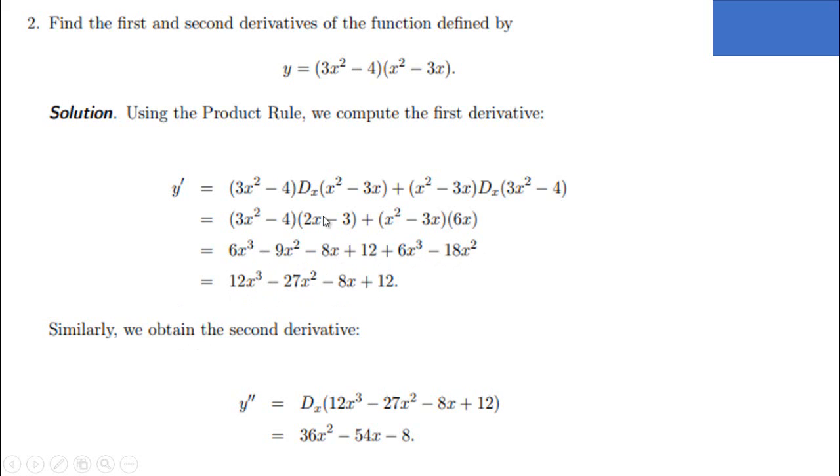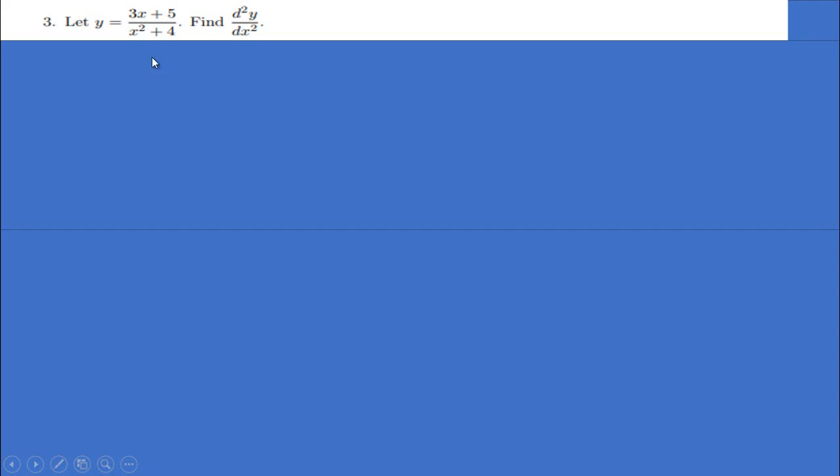Or we can multiply this one, which is 3x squared times x squared. Of course, we can multiply, and then when we simplify, you will get the same result. The second derivative is the derivative of this, which is 36x squared minus 54x minus 8, and this is our second derivative.